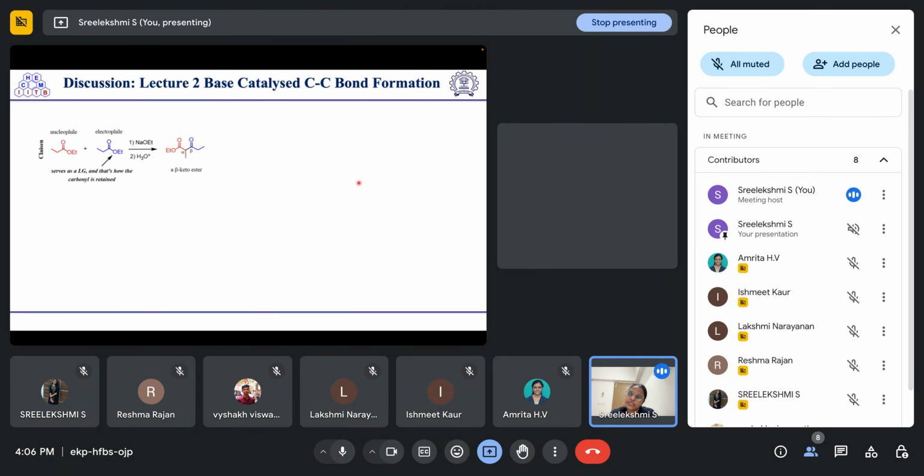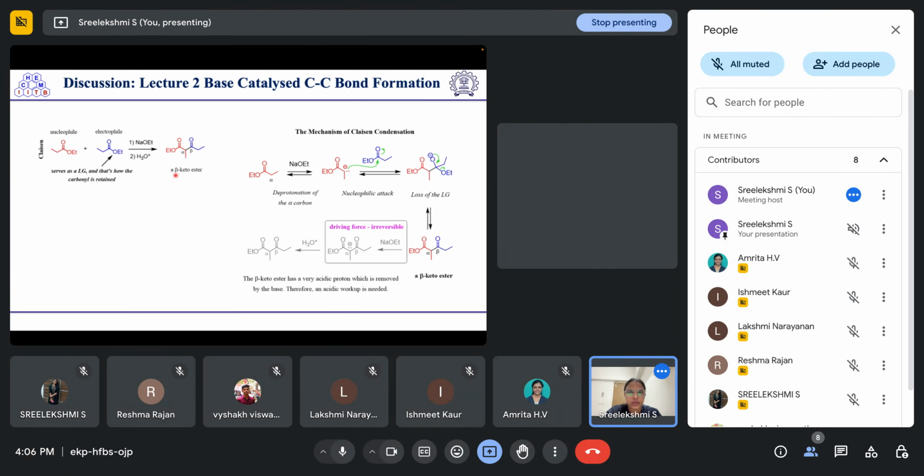Then another reaction which we saw was this Claisen reaction, where a beta keto ester will be forming. Here two molecules of ester will be reacting in the presence of sodium methoxide, followed by hydrolysis, to give this beta keto ester. First the deprotonation of the alpha carbon will take place, then this will attack the second molecule, and then this OEt group will be leaving, and we will get this beta keto ester.